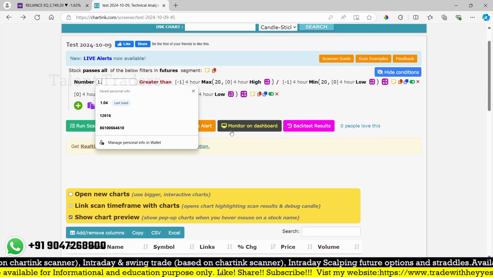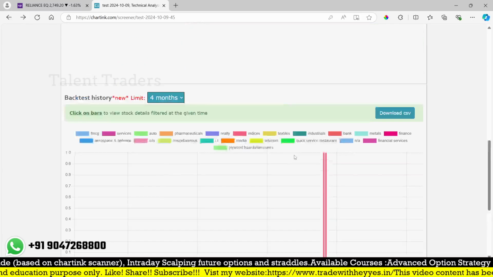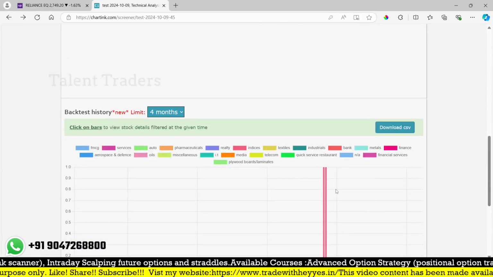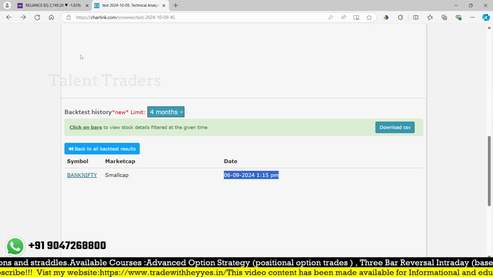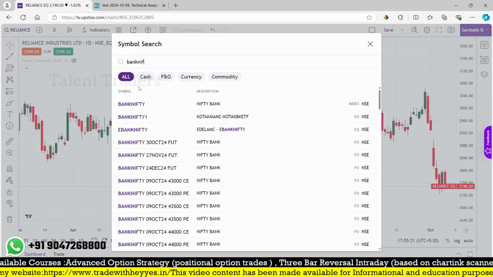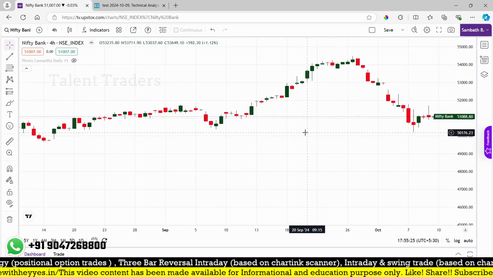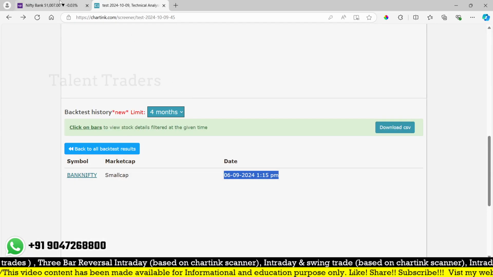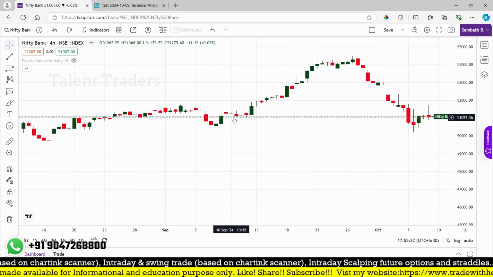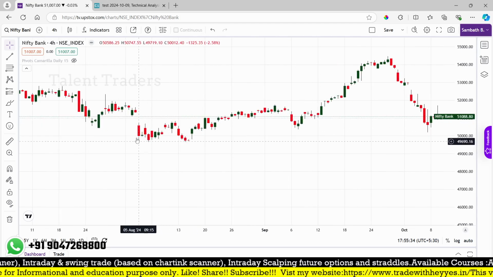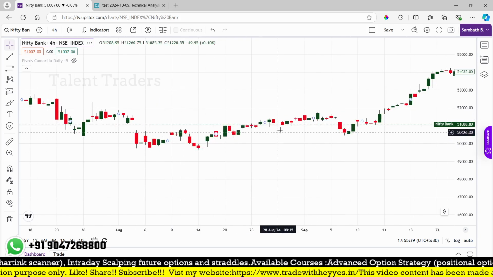Instead of 4 hours, I will be just going for 0.2% or 0.3%, to see if I am able to find any stocks. Index only is showing. So index in 4 hour chart, Bank Nifty 6.9 of this month. Let me check. So Bank Nifty, 4 hour chart, 6.9, 1:15 PM. I think this. Sorry. 6.9.